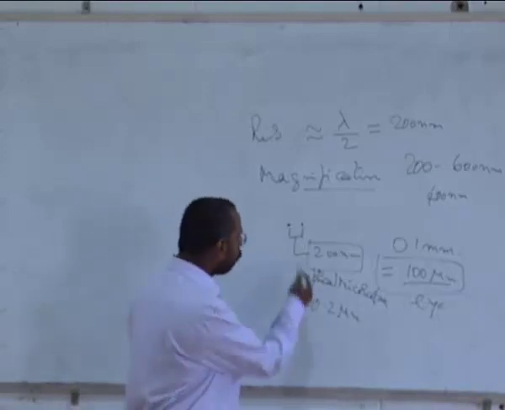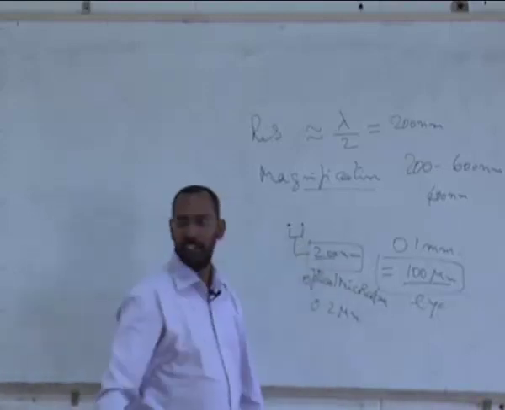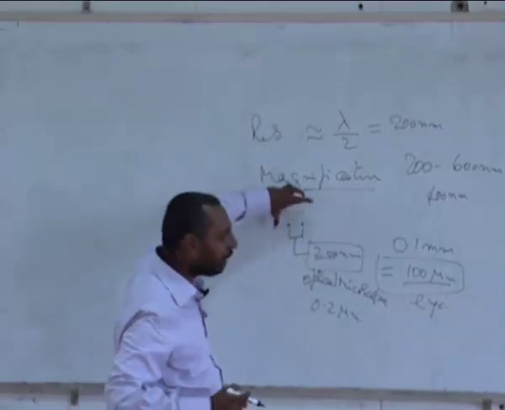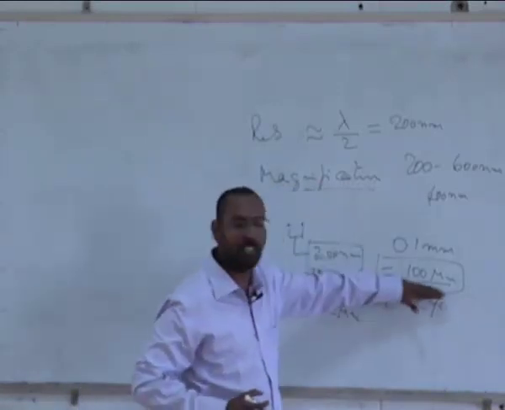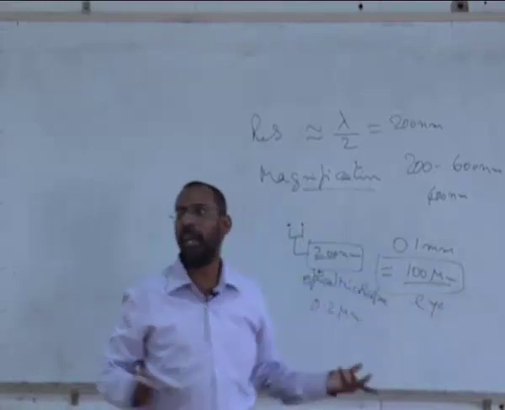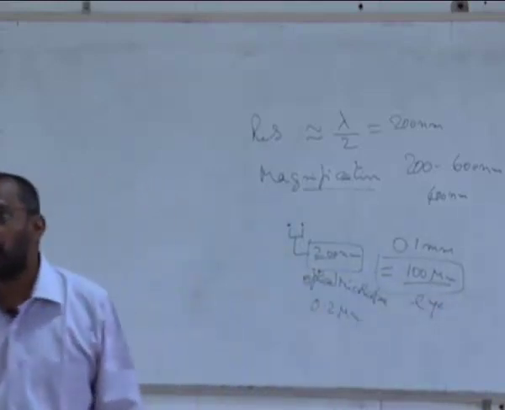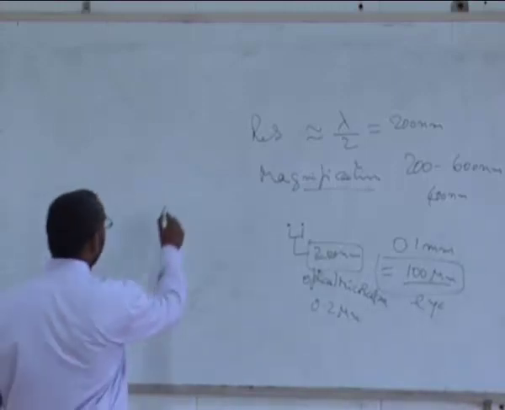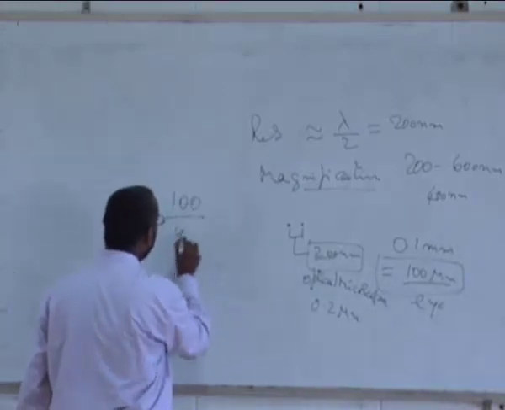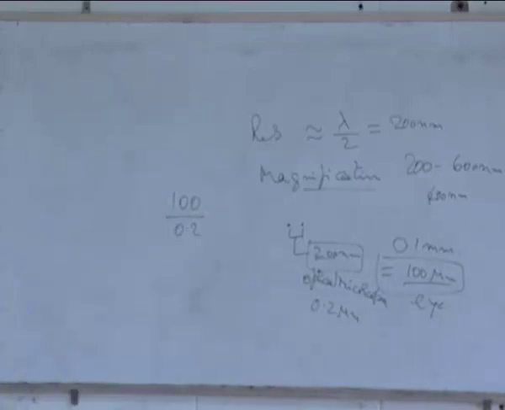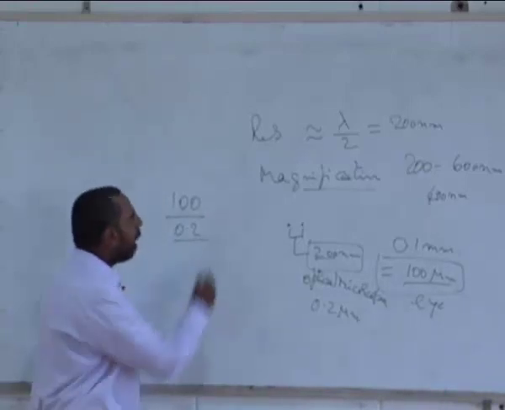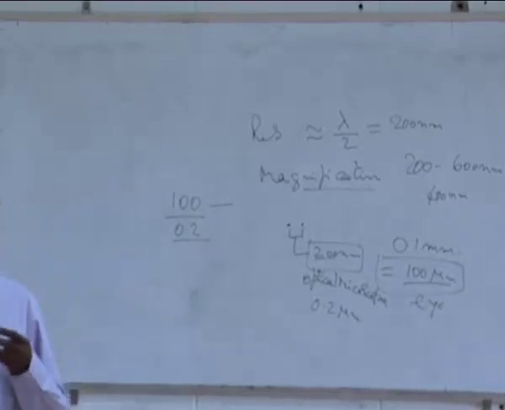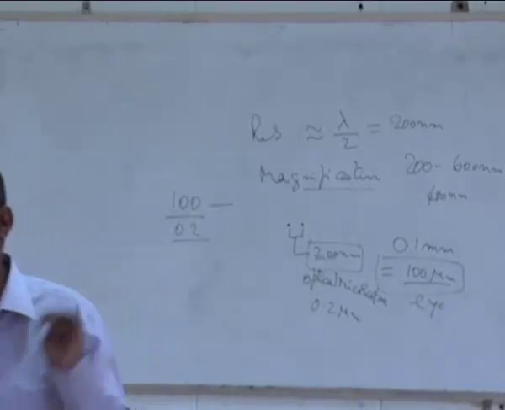If at all there are two spots separated by this distance, if I can magnify this in such a way that the distance between these two increases to this distance, then my eye can see. That means, what is the magnification that I should use? I should use a magnification equivalent to 100 by 0.2. 0.2 is the resolution of the optical microscope. 100 microns is the resolution of my eye. Because ultimately, who is seeing it? It's only the human being who is seeing it.